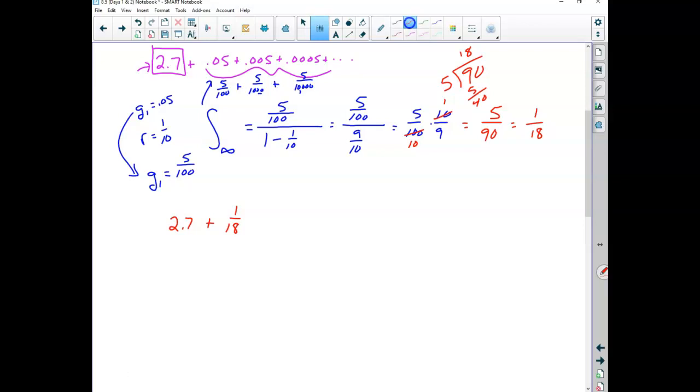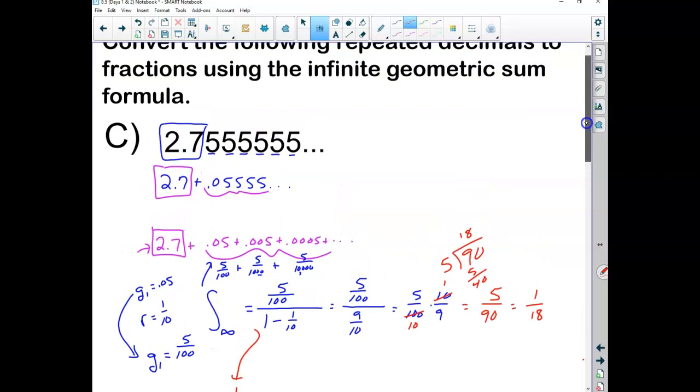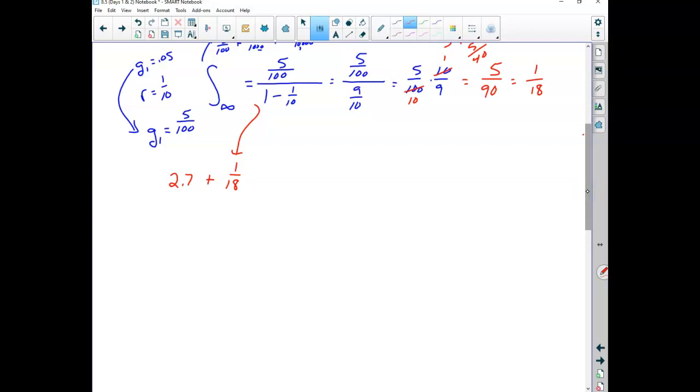So 1/18th, don't forget, I can't forget this 2.7 plus here. Here's my repeating portion that I found. It's 1/18th. And remember, I'm rewriting this whole decimal, 2.75555, 2.75, where the 5 is repeating. So now I've got to put these two little rascals together. I'm thinking of this over 1. Well, heck, to me, that's 27 tenths. It's 27 tenths plus 1/18th.